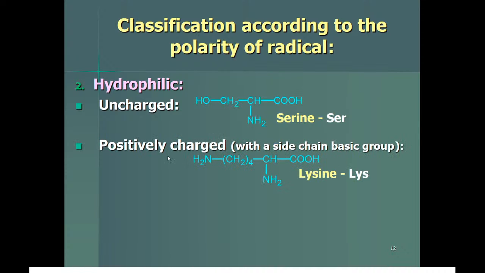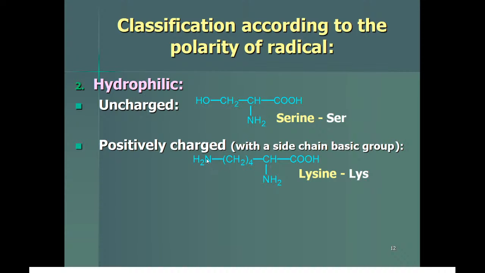It can be positively charged if the side chain has a basic group. Why does a basic group become positively charged? Because we classify according to the biochemically important pH 7.4. It's an alkaline medium. That's why the basic group will be protonated in such a way. They are protonated in our body. So that's why here there will be NH3 plus.